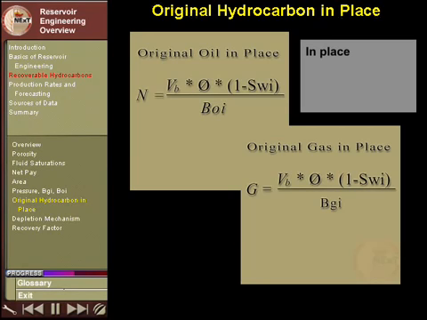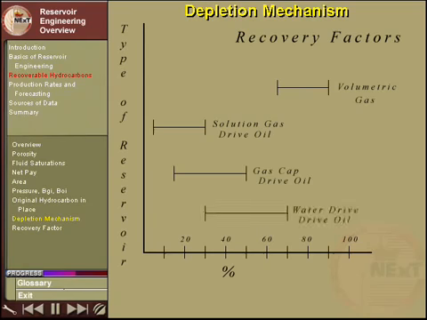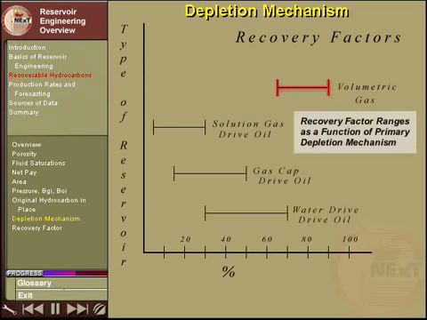But what can we expect to recover from the total hydrocarbon that has been calculated using the previous equations? The answer is by applying a recovery factor to the total in-place volume calculated. In other words, we don't expect to produce all of the hydrocarbon that is in the reservoir, but a percentage of it. This percentage is called the recovery factor. The recovery factor is a very subjective number and varies from reservoir to reservoir. Nonetheless, by knowing what type of reservoir depletion mechanism is in operation, we can get a pretty good idea of what recovery range we can expect from primary recovery efforts.